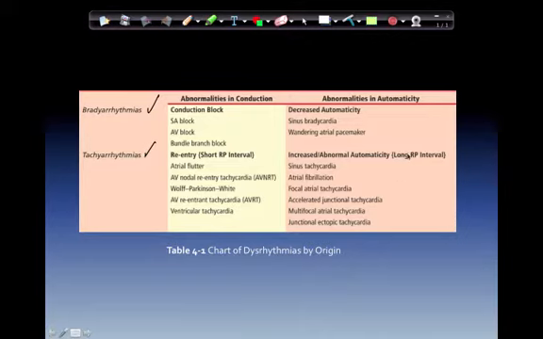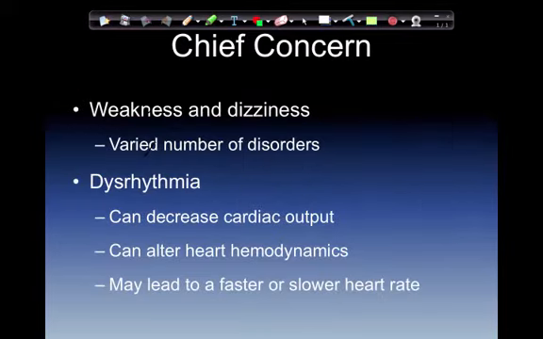So abnormalities in automaticity over here. Decreased automaticity would be things like sinus bradycardia or wandering atrial pacemaker. Increased abnormality, automaticity, or long RP interval: sinus tachycardia, atrial fibrillation, focal atrial tachycardia, which would mean it would come from one spot. We'll talk about these here a little bit as we go through them. Accelerated junctional tachycardia, multifocal atrial tachycardia, and junctional ectopic tachycardia.